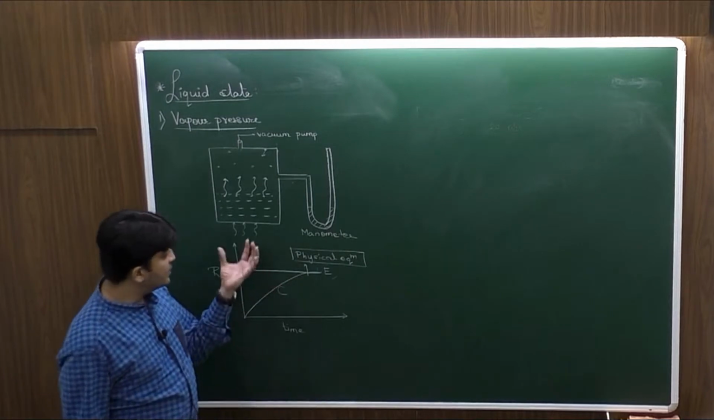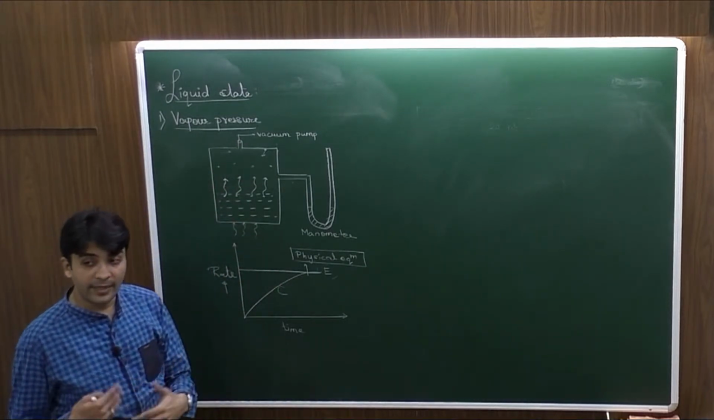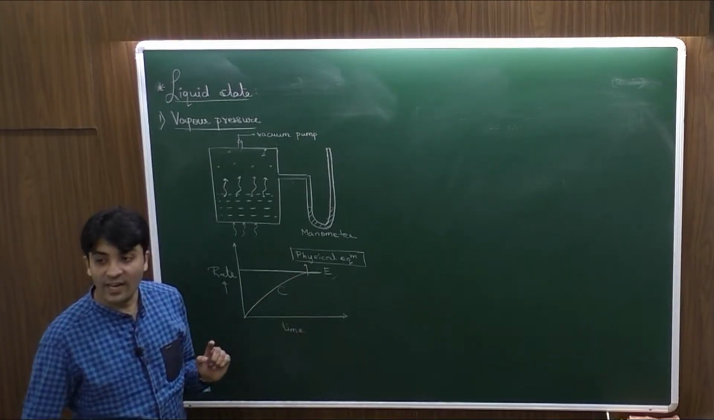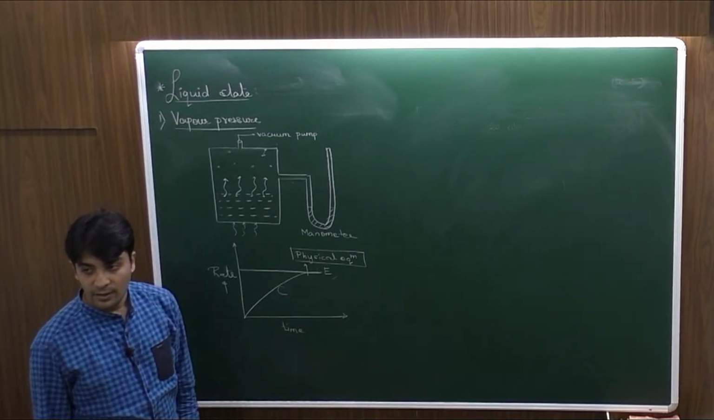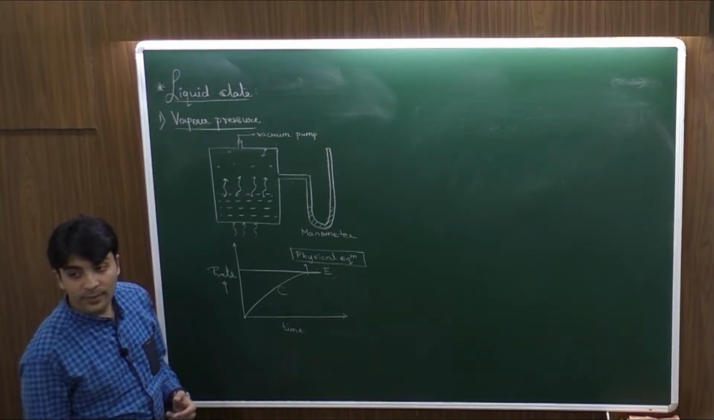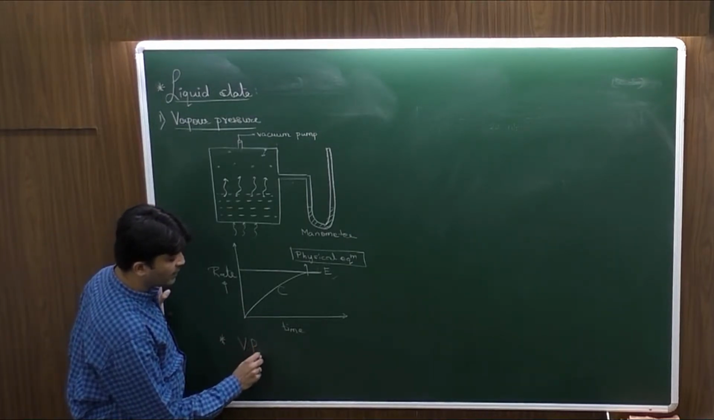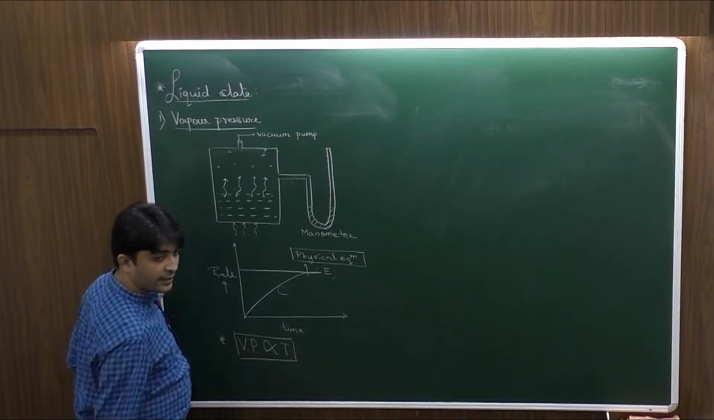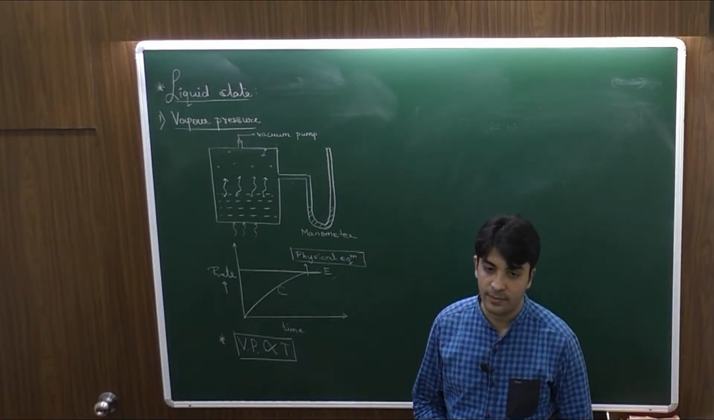If I heat up this container, then the molecules which are evaporating will evaporate at a faster rate. The equilibrium will be achieved faster. The pressure exerted by the molecules would be higher. So if I increase the temperature, I am actually increasing the vapor pressure. So vapor pressure is dependent only on temperature, and it is fixed at a fixed temperature. It increases with increase in temperature and vice versa.